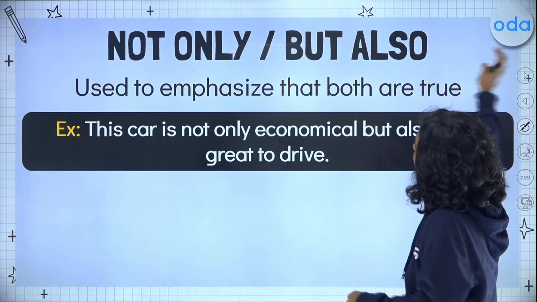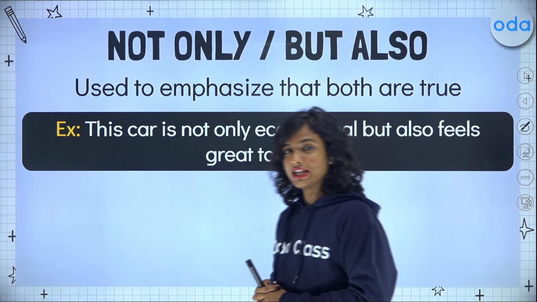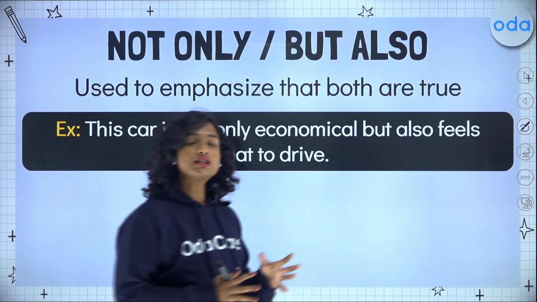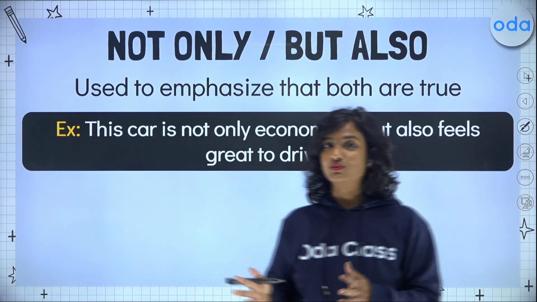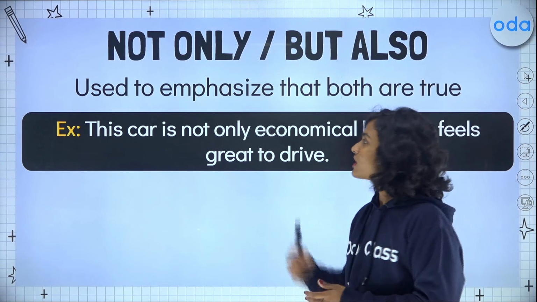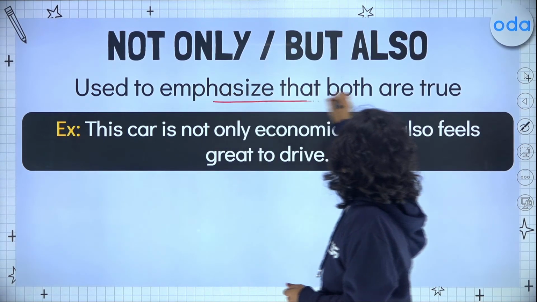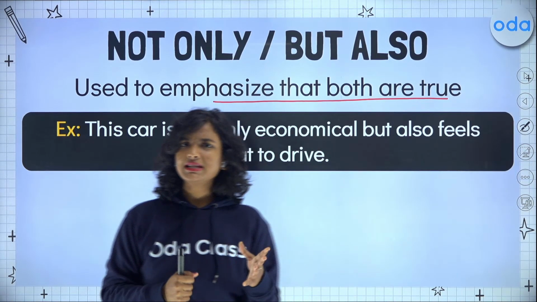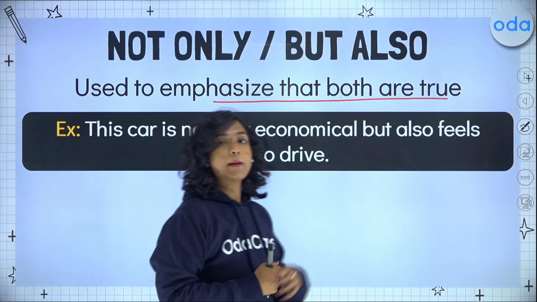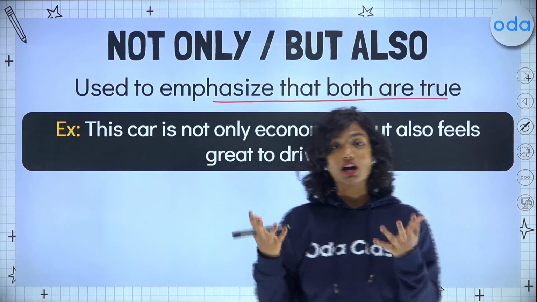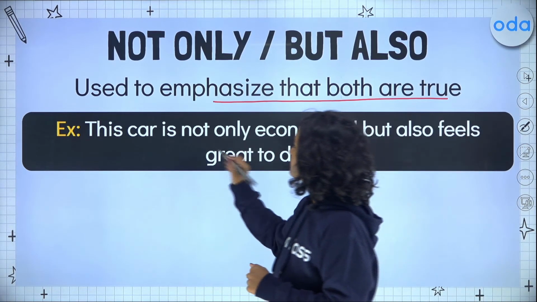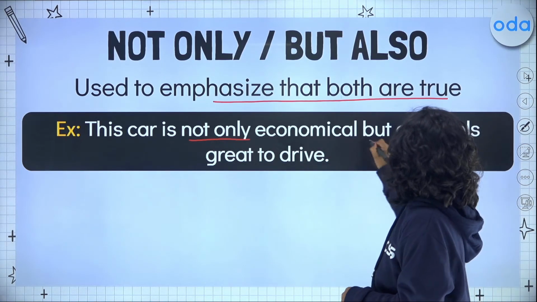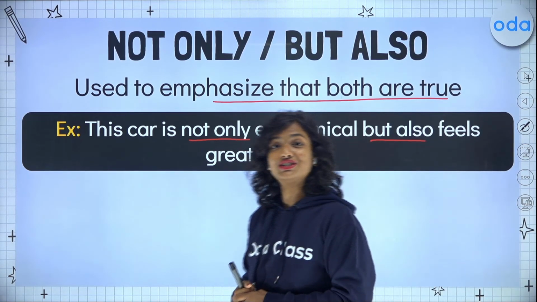So moving on to our third conjunction for today, we have not only but also. Now, not only but also is used in a very different way than our first 2 conjunctions. Not only but also is used to emphasize that both are true. What does that mean? It is used to emphasize both parts of the sentence are true. For example, this car is not only economical, but also feels great to drive.